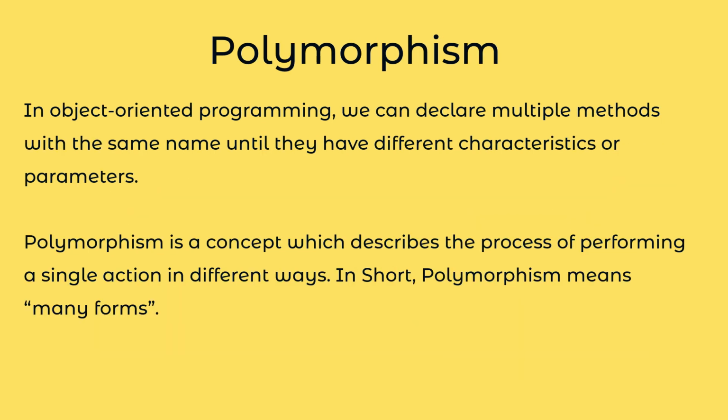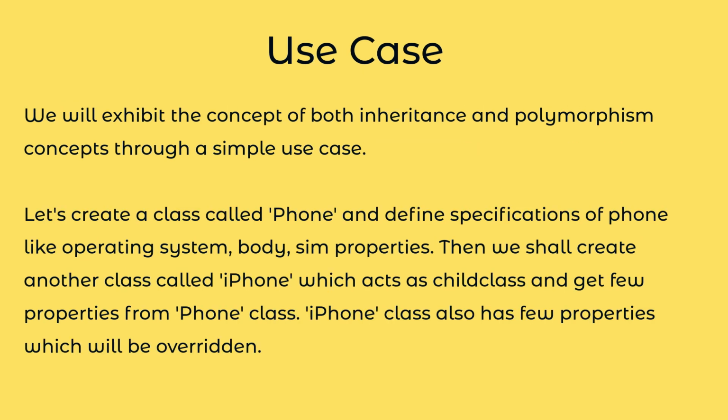Polymorphism is a concept which describes the process of performing a single action in different ways. In short, polymorphism means many forms. In an object-oriented programming language, we can declare multiple methods with the same name as long as they have different characteristics or parameters. Let's understand through a simple use case.